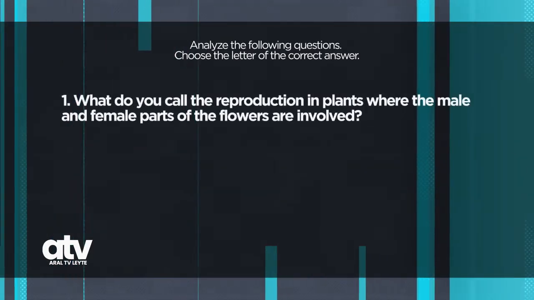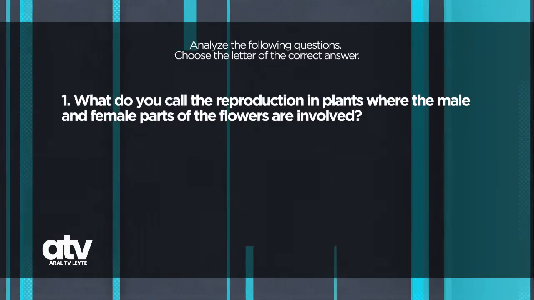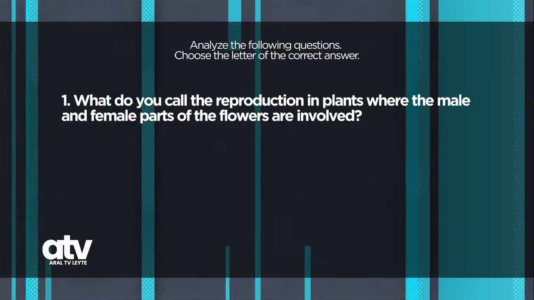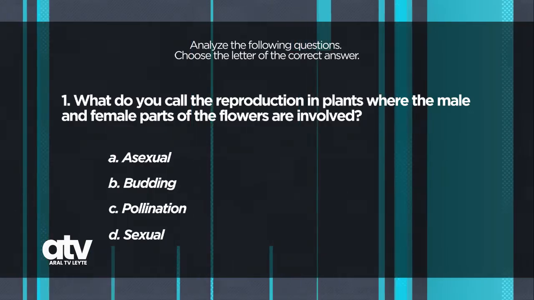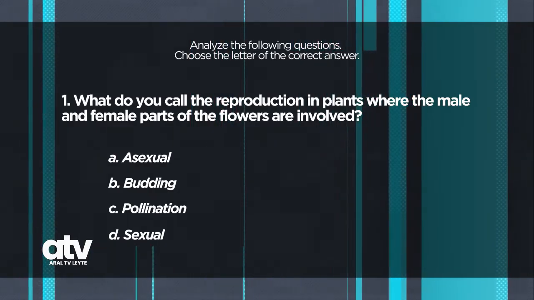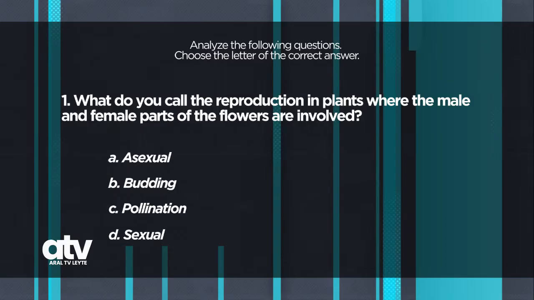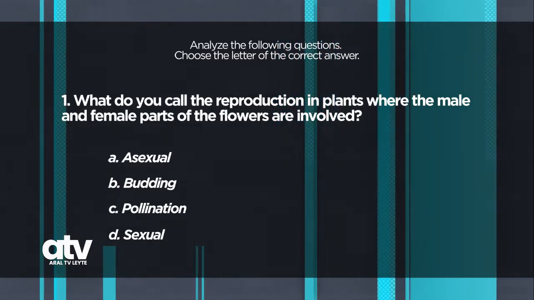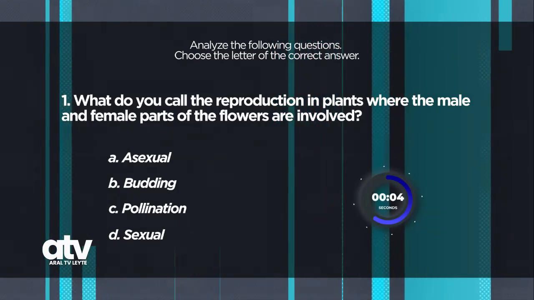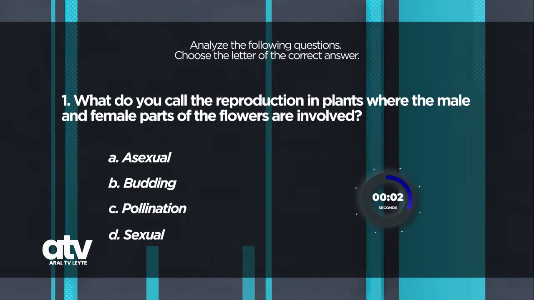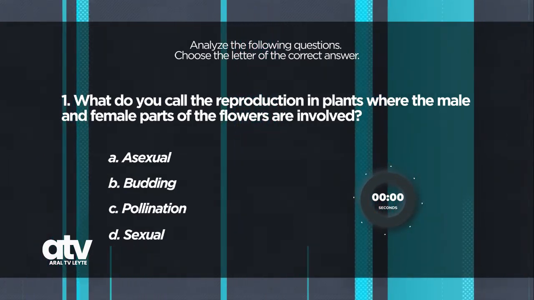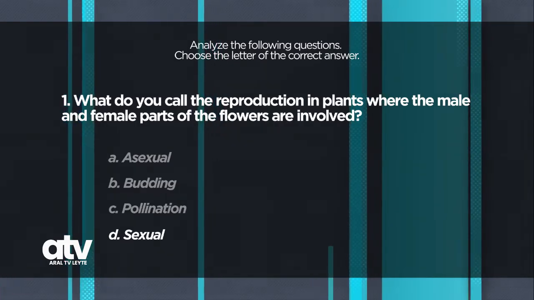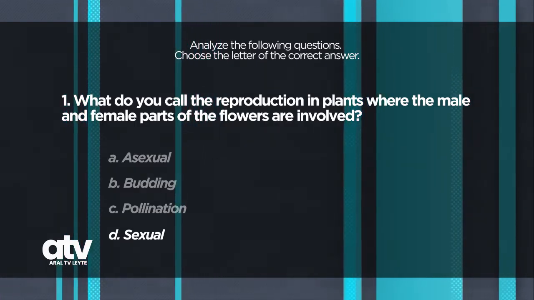Number 1. What do you call the reproduction in plants where the male and female parts of the flowers are involved? A. Asexual. B. Budding. C. Pollination. D. Sexual. The correct answer is letter D. Sexual.